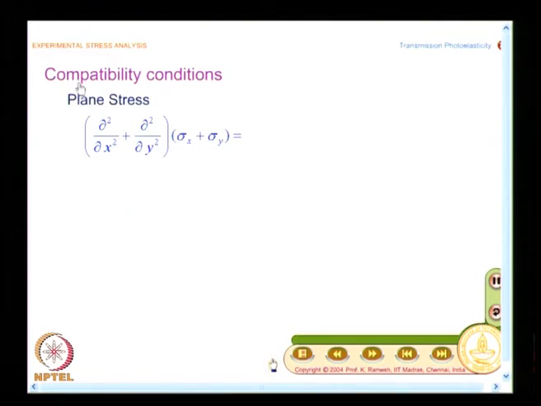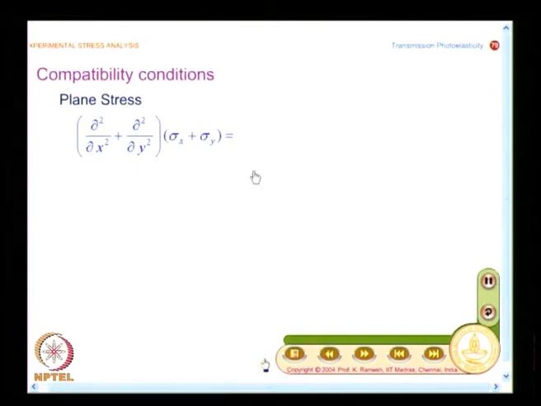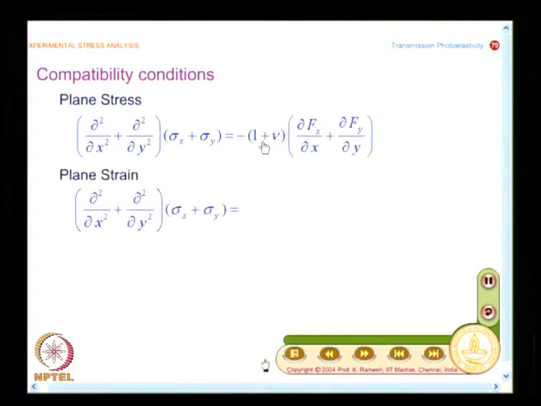The compatibility conditions in terms of stress components has the form like this for plane stress. On the right hand side what I have? I have minus (1 plus nu) multiplied by (dou fx divided by dou x plus dou fy divided by dou y), and these are body forces.